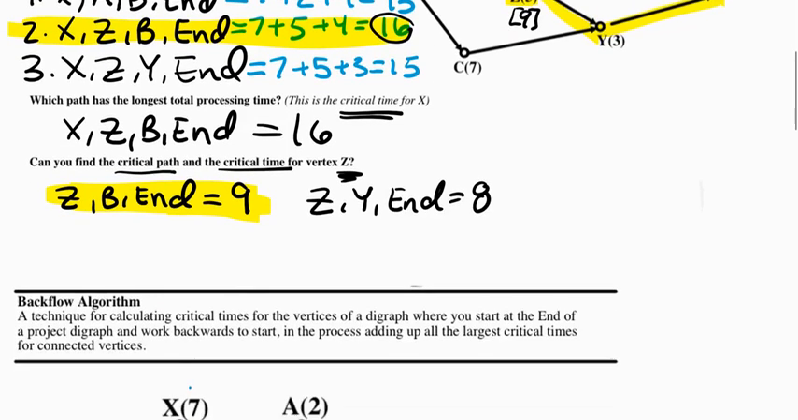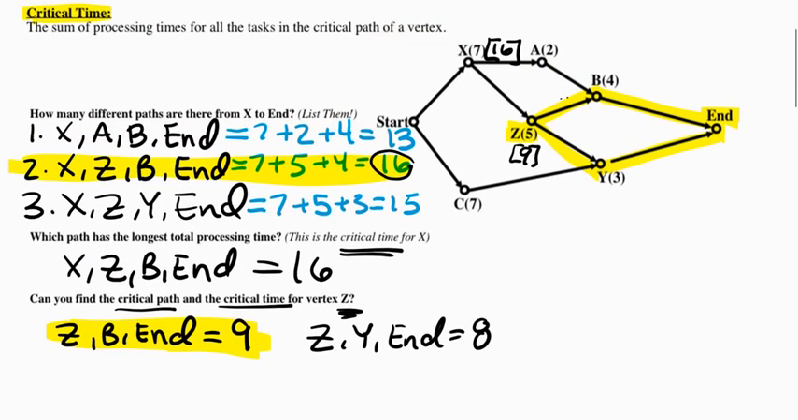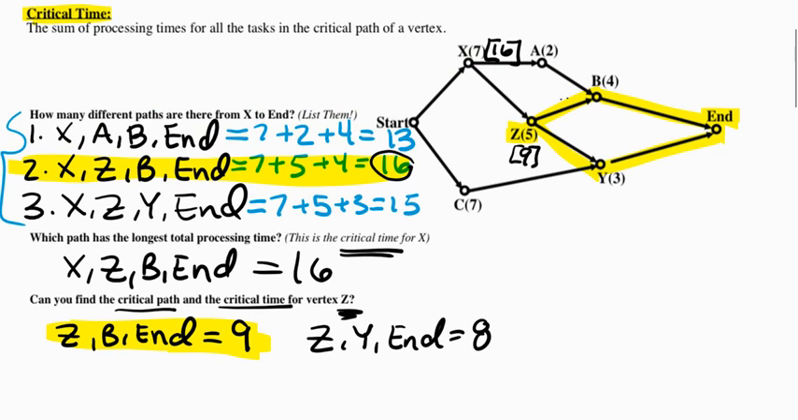So now we have something called the backflow algorithm, and it's a technique for finding the critical times for all of the vertices in a digraph. And it's easier than what we just did before. This way, we had to list out all of the possible ways that we can get between a given vertex and the end vertex. And the algorithm here, the backflow algorithm, is going to save us from that work.